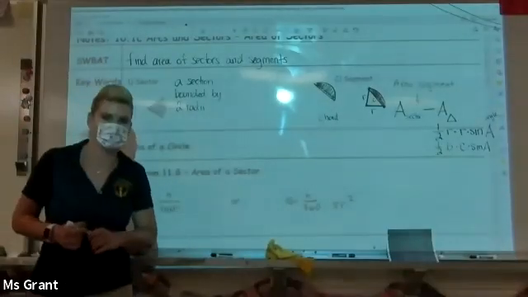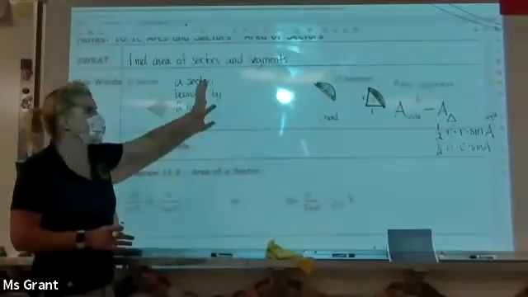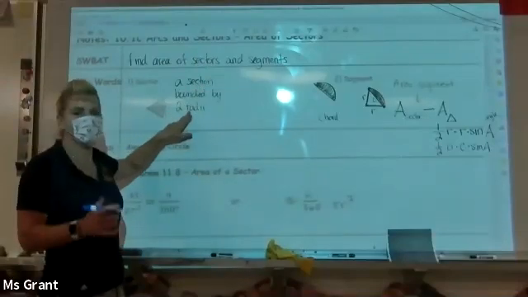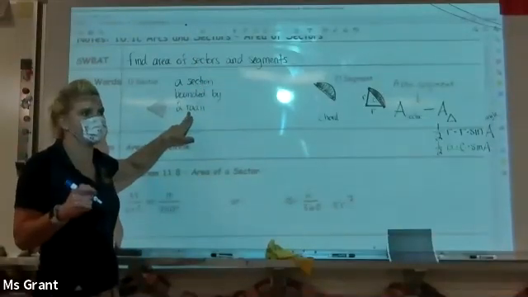Oh, does that say a section bounded by 2 radii? Sorry, I can't really see. There's a glare on the board. Yes, I know there's this glare. Yes. Bounded by 2 radii. The 2 radii.